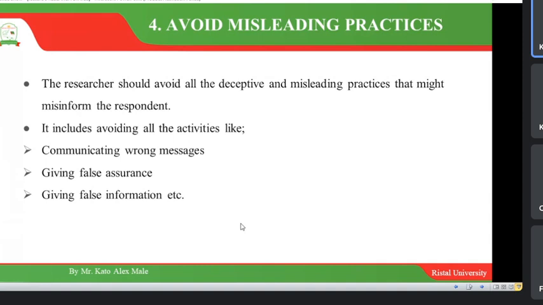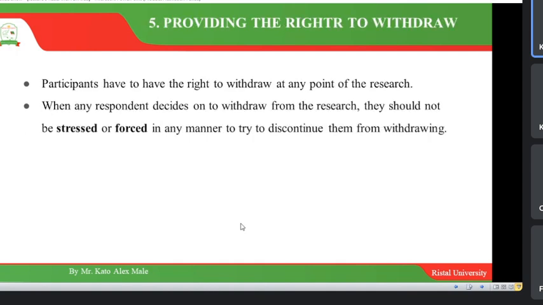Sometimes people do these studies and tell their participants that, you see, if you accept to participate in this study, we are going to bring these and these buildings to your village. You get it? Oh, we are going to put your child in school and your child will study on free bursaries. You get it? False assurance. That is bribing. Do not give false information to your participant and any other information in this category or any other misleading practices.